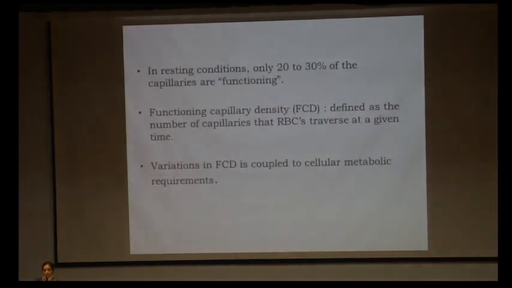So in resting conditions, only 20 to 30% of these capillaries are functioning. So there is a term known as the functioning capillary density. That is defined as the number of capillaries that are traversed by RBCs at a given time. Otherwise the capillaries are in a collapsed state and they respond according to your metabolic requirements.